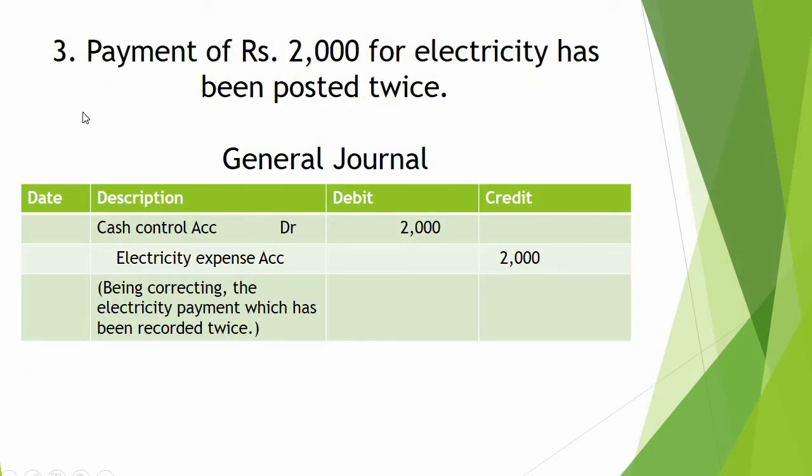Number 3. Payment of 2,000 rupees for electricity has been posted twice. In this case, we have to reverse the one entry. The reversal entry is cash control account debit 2,000, electricity expense account credit 2,000. Always remember to write a narration.